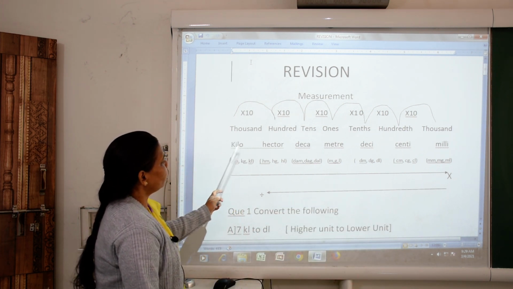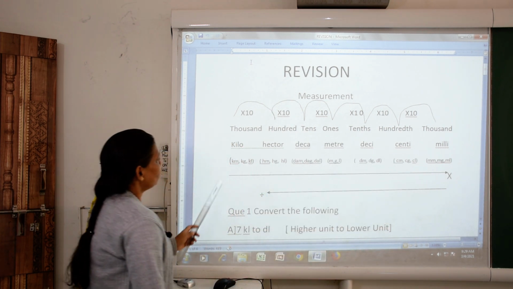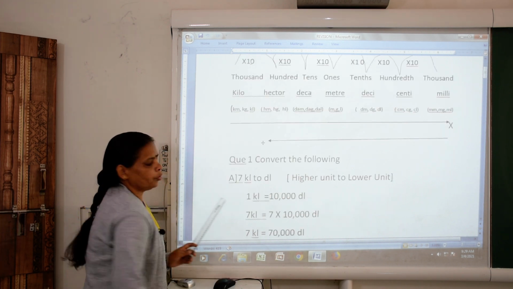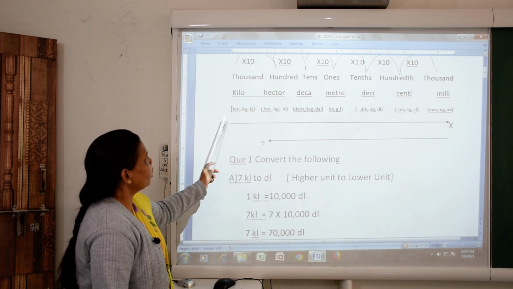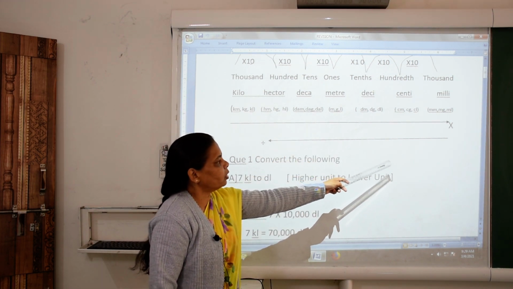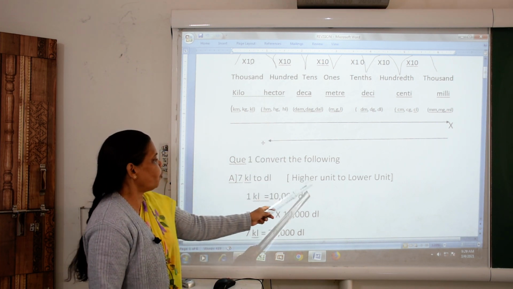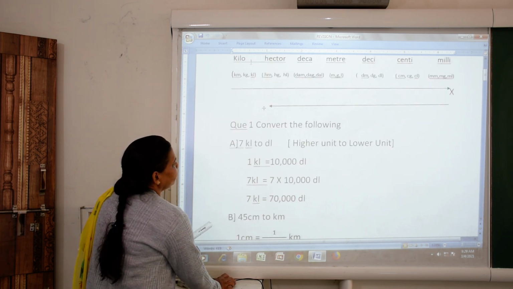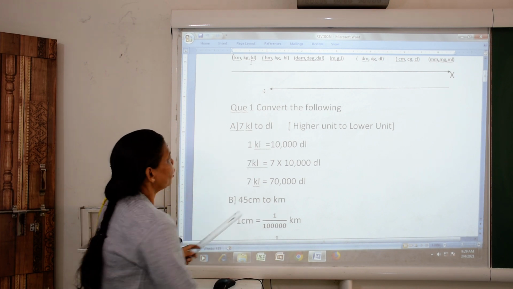So here: kilo, hecto, deca, meter, deci, centi and milli. You have to change the unit from one unit to another unit. Convert the following. Children, when you convert a higher unit to a lower unit, you have to multiply, and when you convert a lower unit to a higher unit, you have to divide. Convert the following: 7 kiloliter to deciliter. Here kiloliter is the higher unit and deciliter is the lower unit.